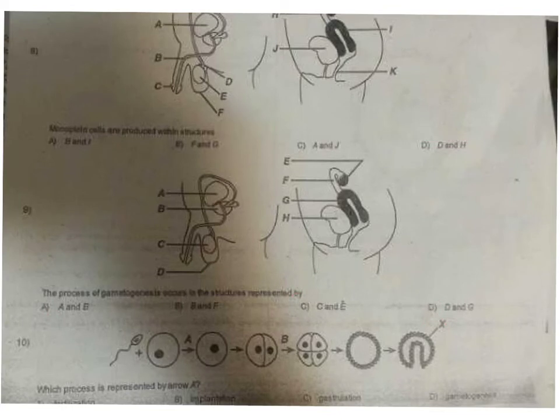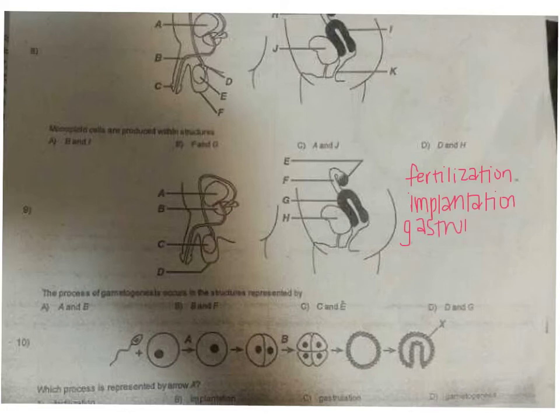So the final question says, which one of these processes is represented by arrow A? Now the four choices, which I believe got cut off, are fertilization, implantation, gastrulation, and gametogenesis.